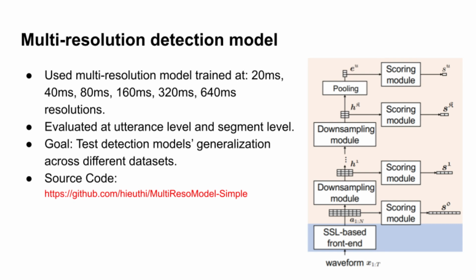To test the effectiveness of fake speech detection models, we used a multi-resolution detection approach. This model analyzes speech at different temporal resolutions, from 20 milliseconds to 640 milliseconds, and evaluates both utterance-level and segment-level predictions. The goal is to assess how well current detection systems generalize across different datasets. The source code for this model is available at the link provided.